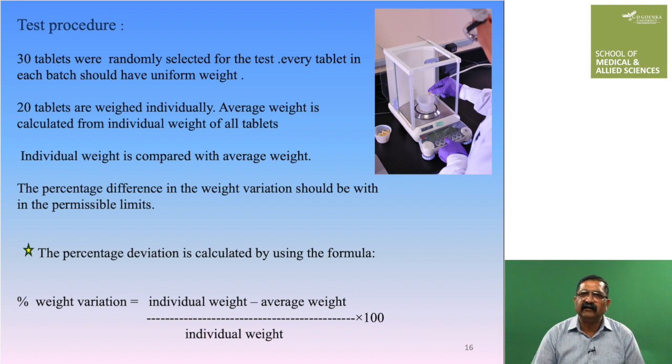The percentage difference in the weight variation should be within the permissible limits of the pharmacopoeia. The percentage deviation is calculated by using the formula. As you see, the weight variation is equal to (individual weight minus average weight) divided by the individual weight of the tablet, multiplied by 100.